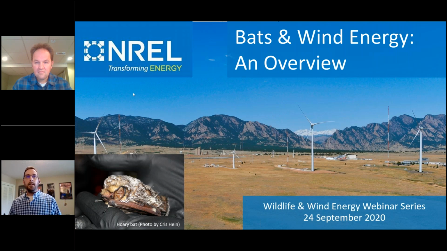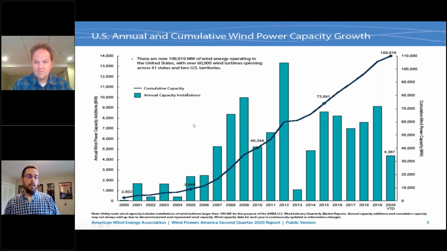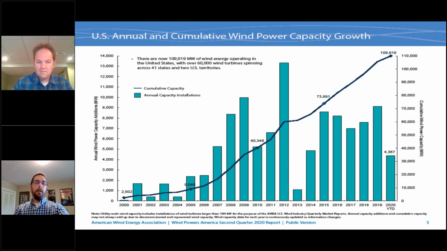So what I would like to do is start off by looking at events or publications over time, overlaid on top of the installed wind energy capacity from 2000 to 2020. This figure shows the annual capacity between that time period, and then the line is the cumulative capacity over the 20 years. So you can see that we've gone from about 2,500 megawatts to about 110,000 megawatts in the 20 years.